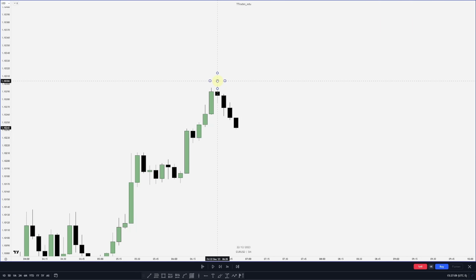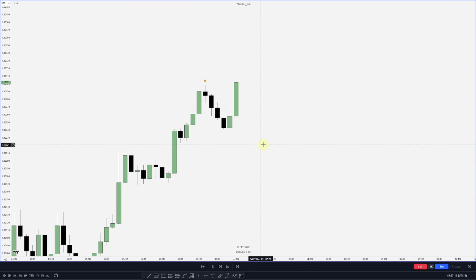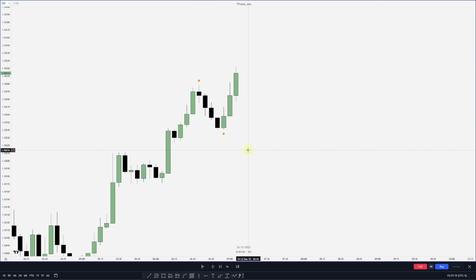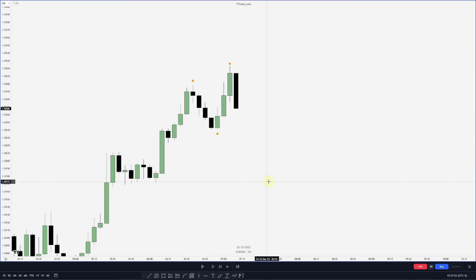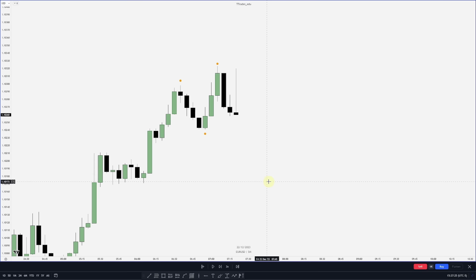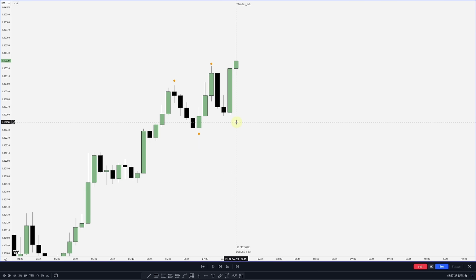Now, if you notice, we have a high right here. We now have a low. We now have a higher high. So now we're looking for a lower low. You can see that never forms. So this does not form a breaker.